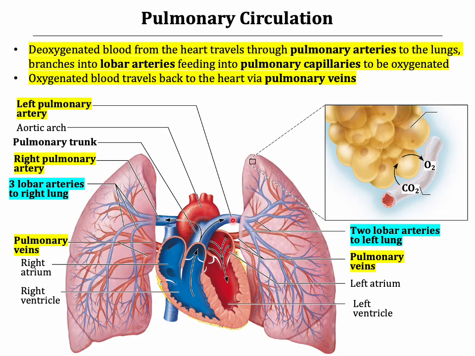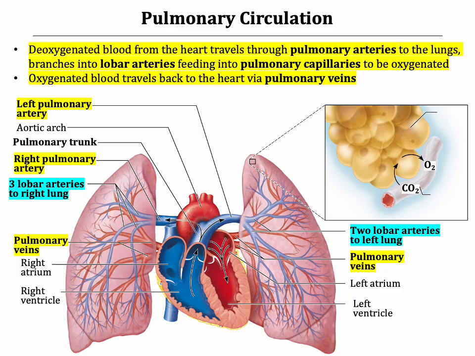The pulmonary arteries are going to branch into lobar arteries, 2 on the left, 3 on the right for the respective number of lobes. Lobar arteries are going to branch into smaller and smaller arteries, eventually becoming those pulmonary capillaries that are wrapped around the alveoli, allowing for the gas exchange to take place. And then pulmonary veins are then returning oxygen-rich blood or oxygenated blood back to the left side of the heart, so it can then be pumped through the systemic circulation to distribute that oxygen throughout the body.